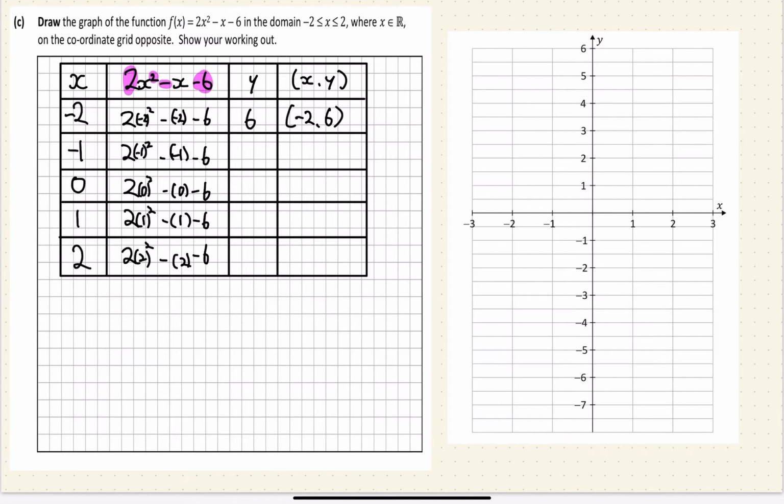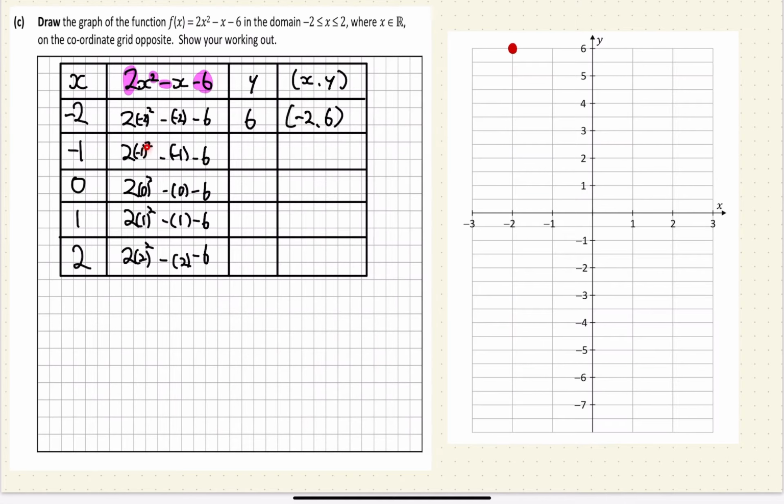So I'll go to where that is on this. So there's minus 2 on the x-axis. There's 6 on the y-axis. So I'm going to put that there. Okay. Right. Let's go to the next one.